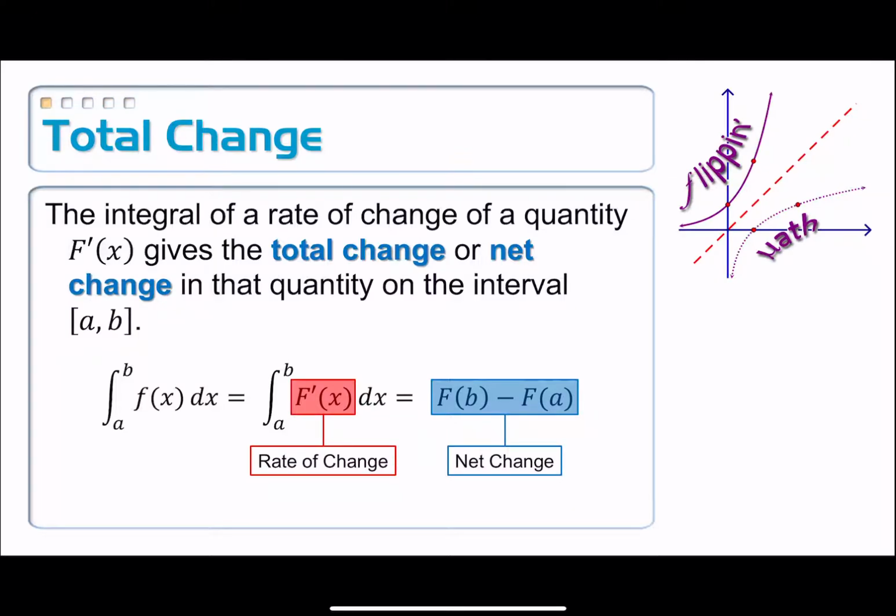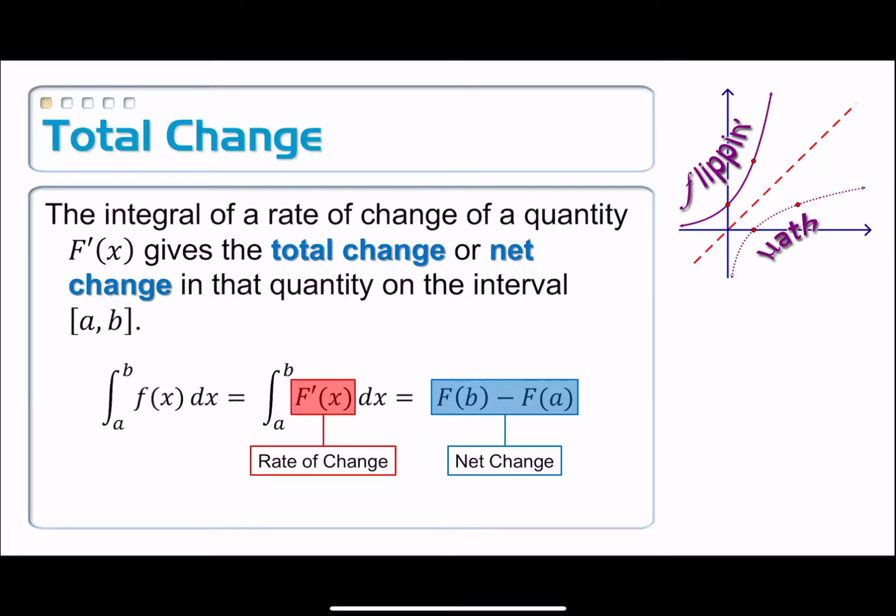All right, continuing on our accumulation functions lesson. So here's another bit of a review when we're talking about total change or net change. This is based on the fundamental theorem of calculus, of course. So we're taking a definite integral from a to b of f of x. Well, I can replace f of x with the derivative of the antiderivative, and we usually write the antiderivative as a capital F of x. So that's what's happening in that.